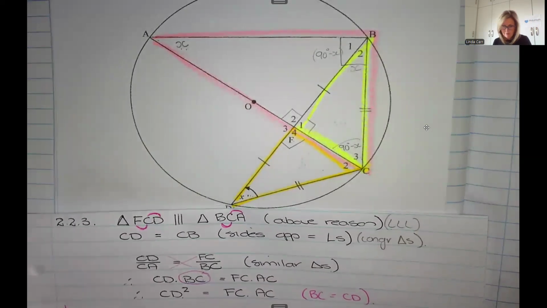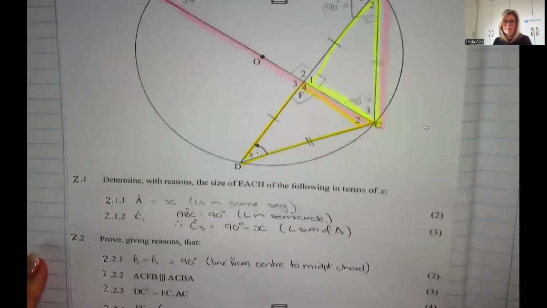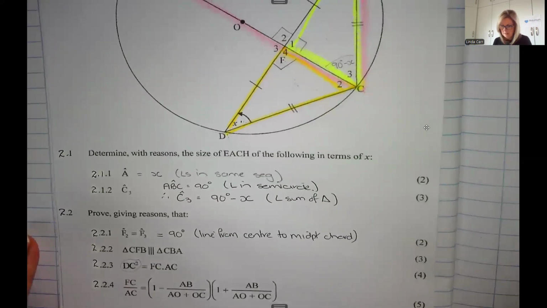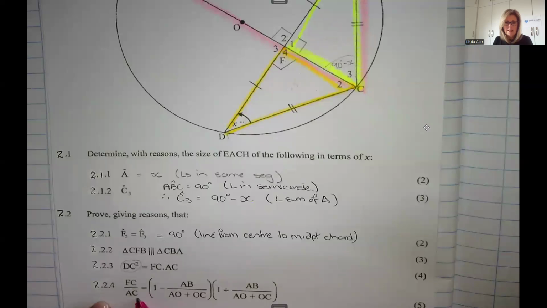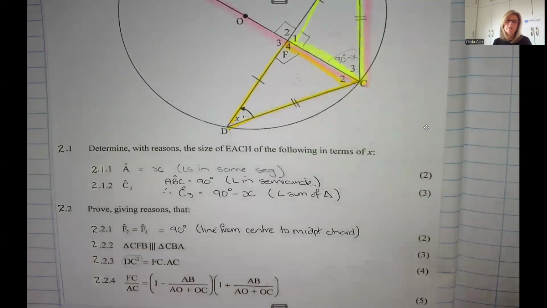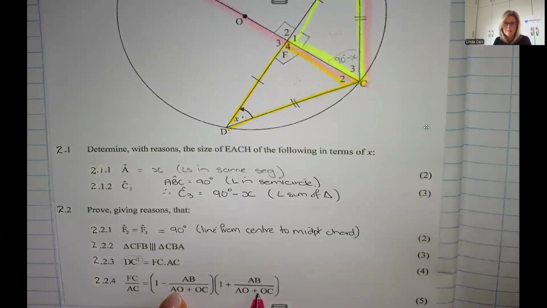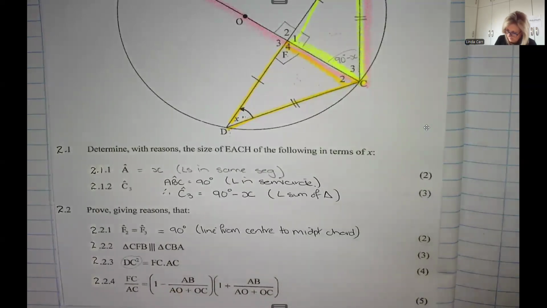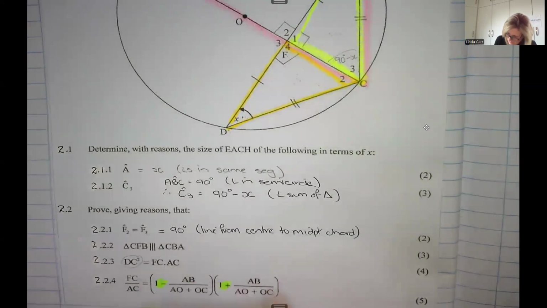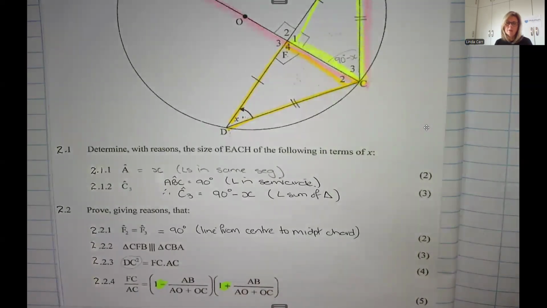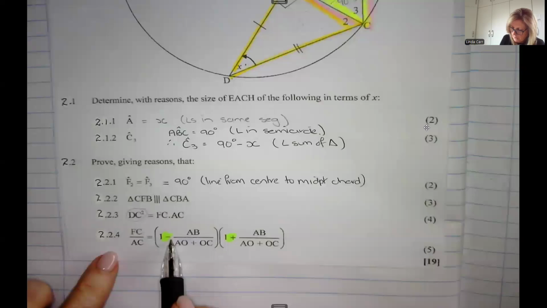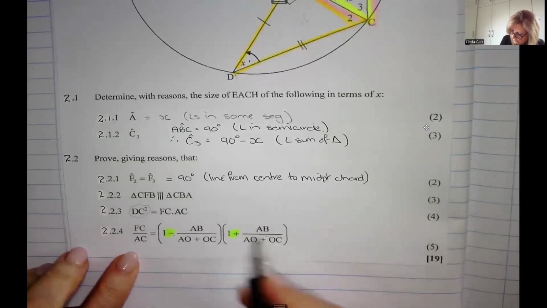Okay, now for the scary one. The scary one looks like that. FC over AC is supposed to be equal to this huge, terrifying looking expression on the right. Okay, so the more I looked at that, the more I realized that I couldn't work with that. And then I noticed that actually it's just a difference of perfect squares. So I simplified it. And I said, let's multiply these two brackets together as a difference of squares.